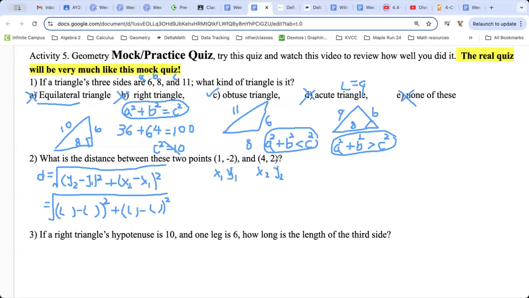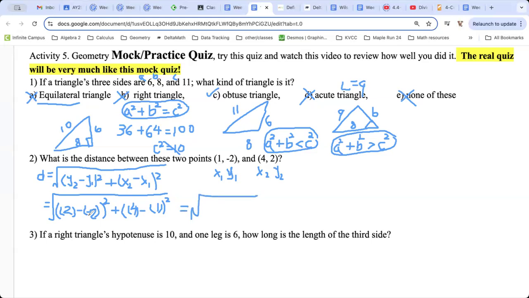So y2 is what? Just come over here. y2 is 2. So 2 there. y1 is -2. Okay, there you go. If you did it this way, you see a double negative gives you a positive. So x1 is 1 and x2 is 4. 4 minus 1. Okay, so let's keep going.